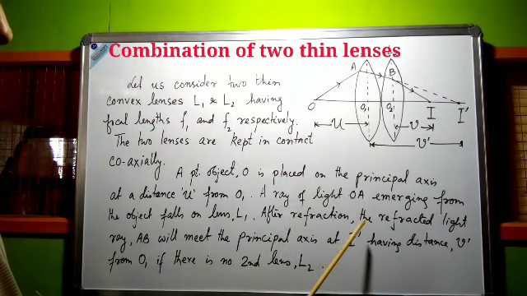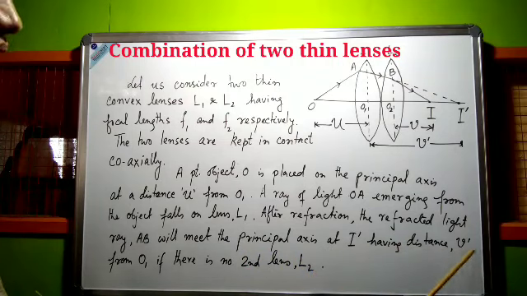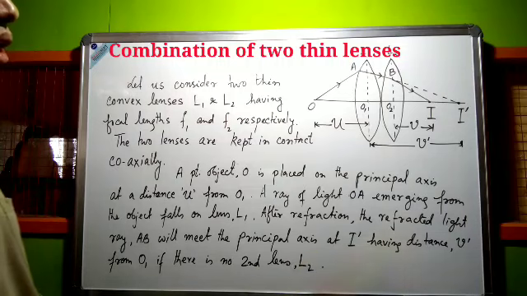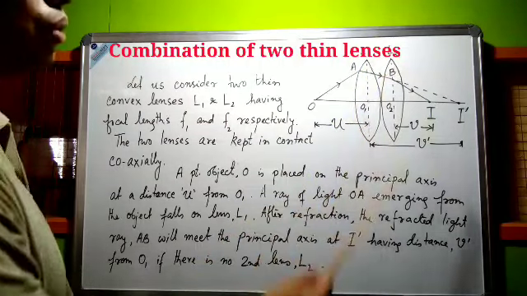After refraction, the refracted light ray AB will meet the principal axis at I-dash having distance V-dash from O1 if there is no second lens L2.